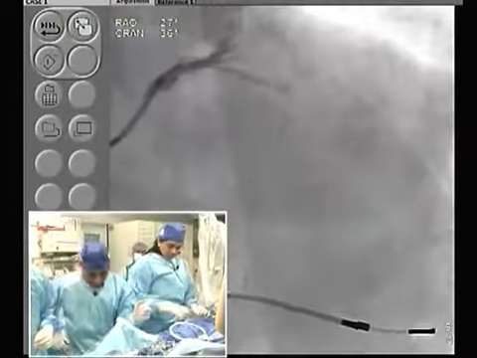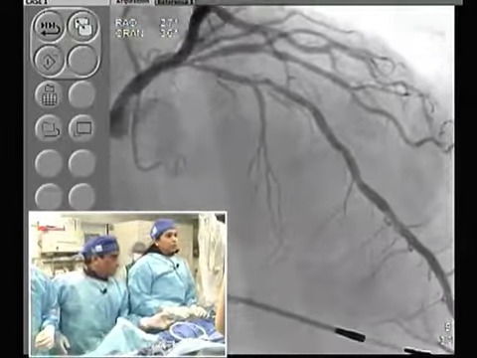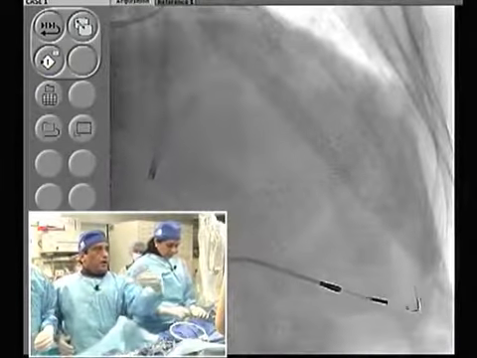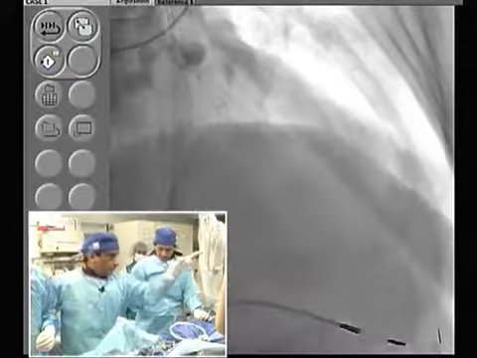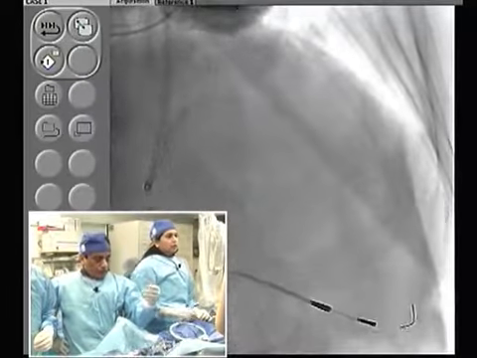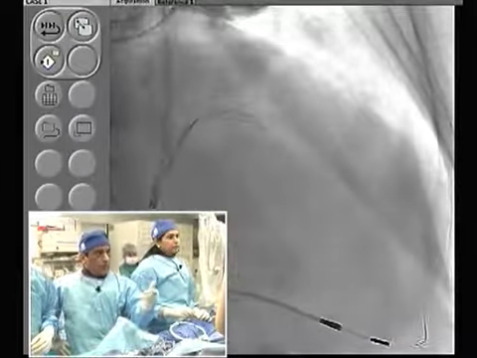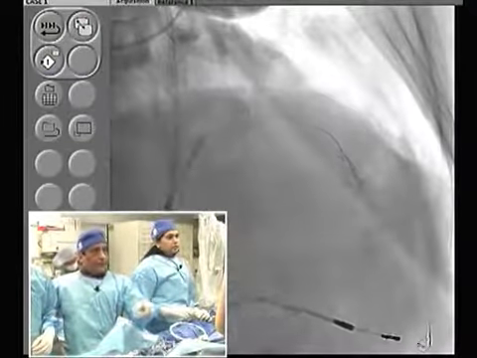I will use two wires and try to use a modified cutting approach. First high pressure; if it does not open up, then you use a cutting balloon or AngioSculpt. If it does not open and there is no dissection, then you may go to rotablation.